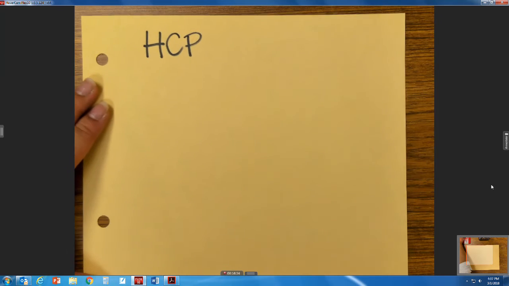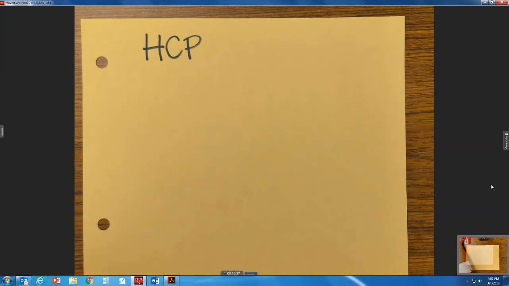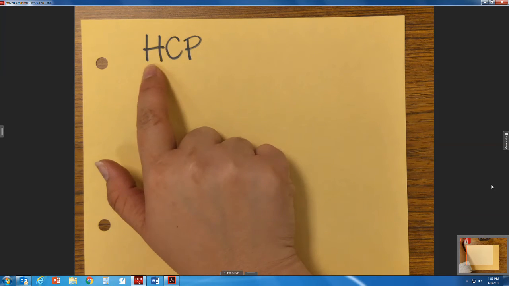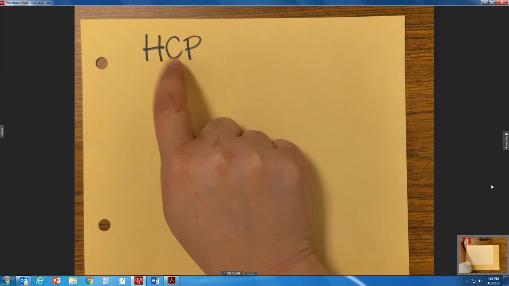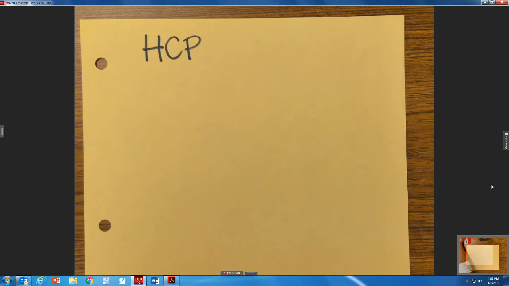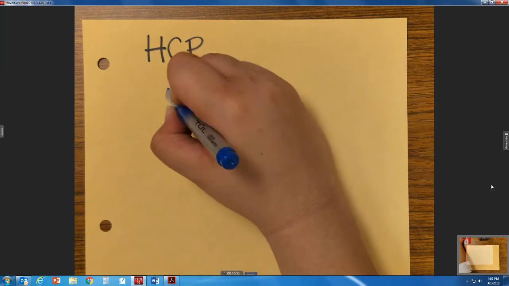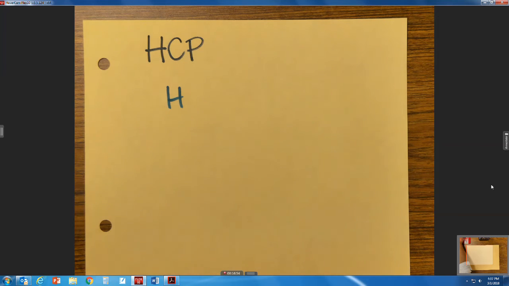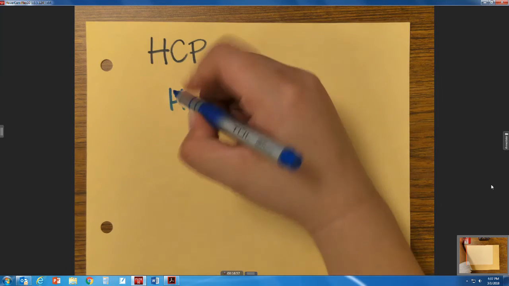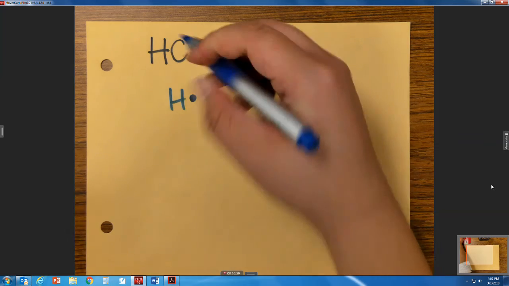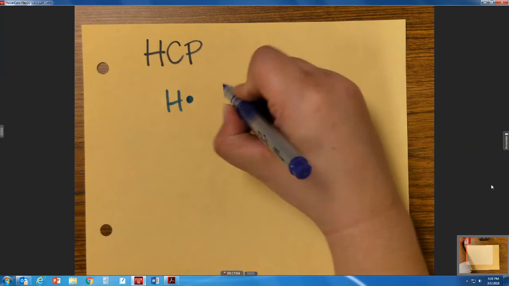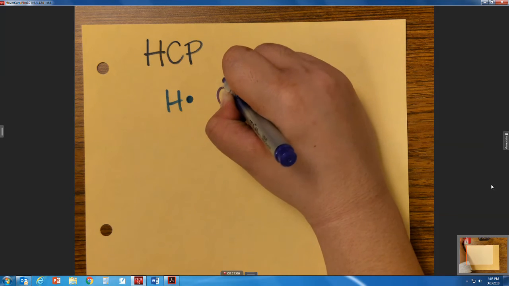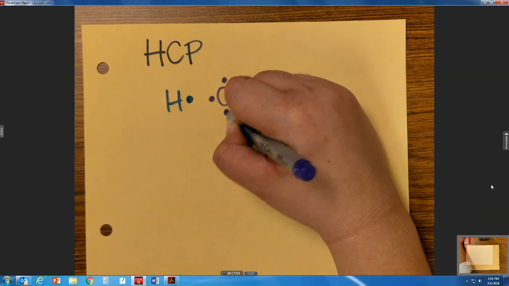Okay, HCP, so hydrogen, carbon, and phosphorus. Now remember, hydrogen cannot be our central atom, so that would mean we have to use the second element as our central atom. So that means we are going to have hydrogen on one side, and I'm going to go ahead and draw my valence electrons too. Okay, hydrogen has 1 valence electron. Carbon is our central atom, and it has 4 valence electrons.